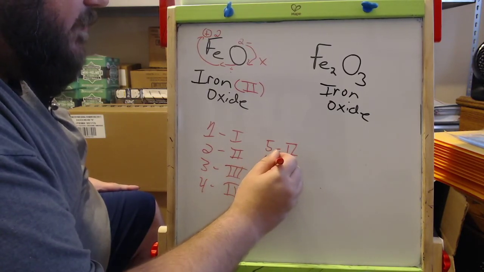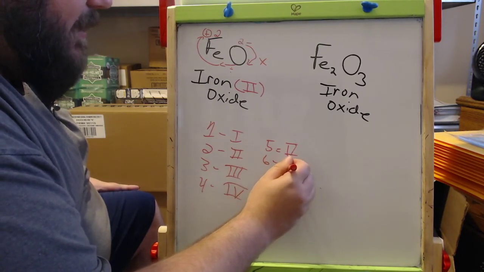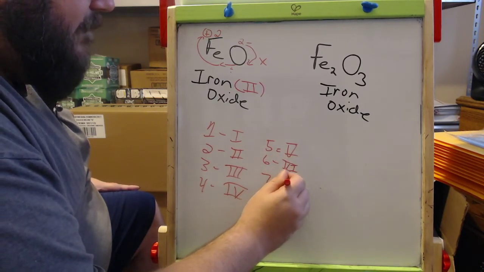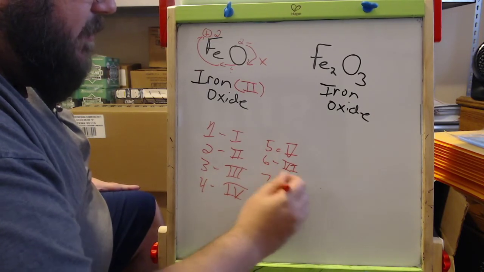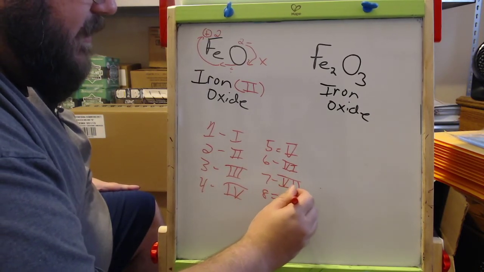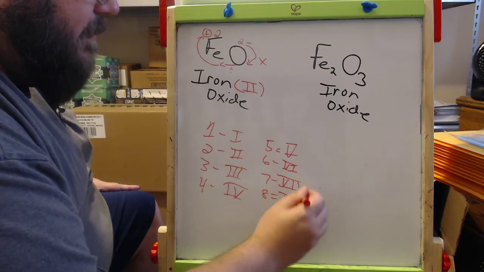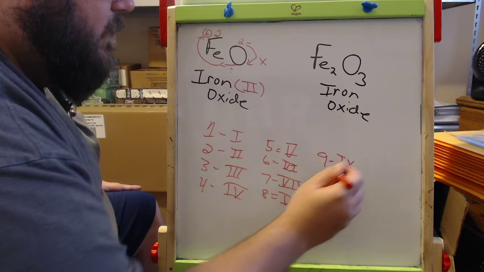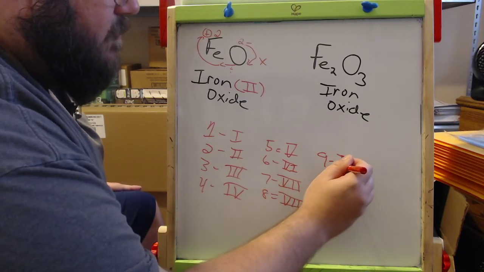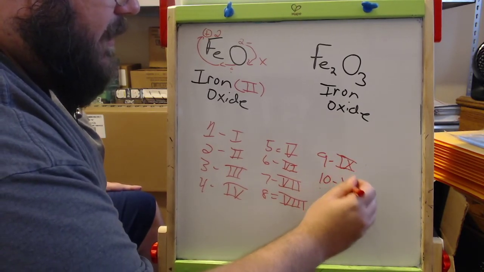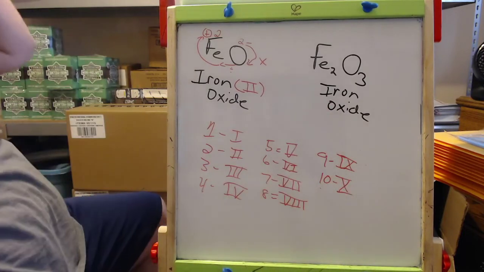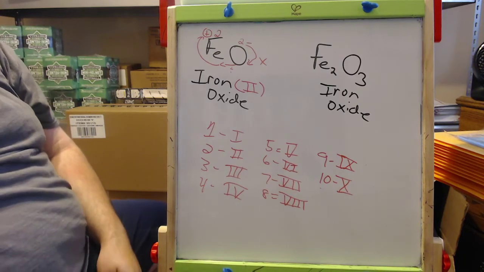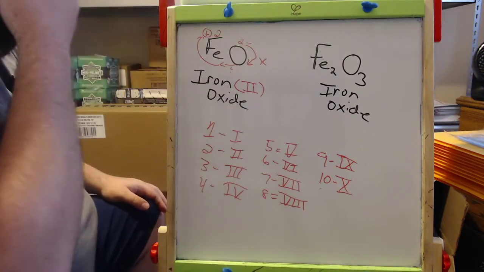6 is VI. 7 is VII. 8 is VIII. 9 is IX. 10 is X. We'll probably never have to go up to 9 or 10, but just for completeness, 1 through 10, use the Roman numeral. So let's try that over here.